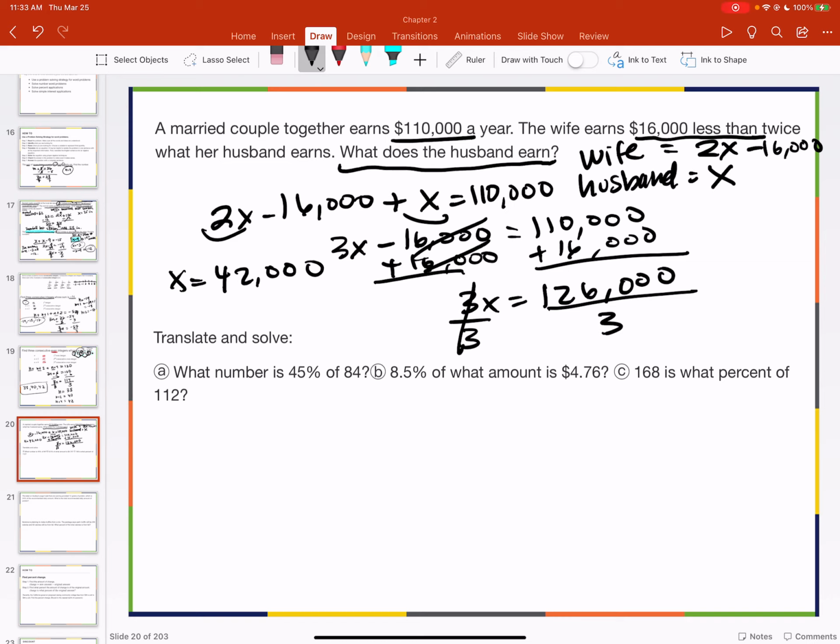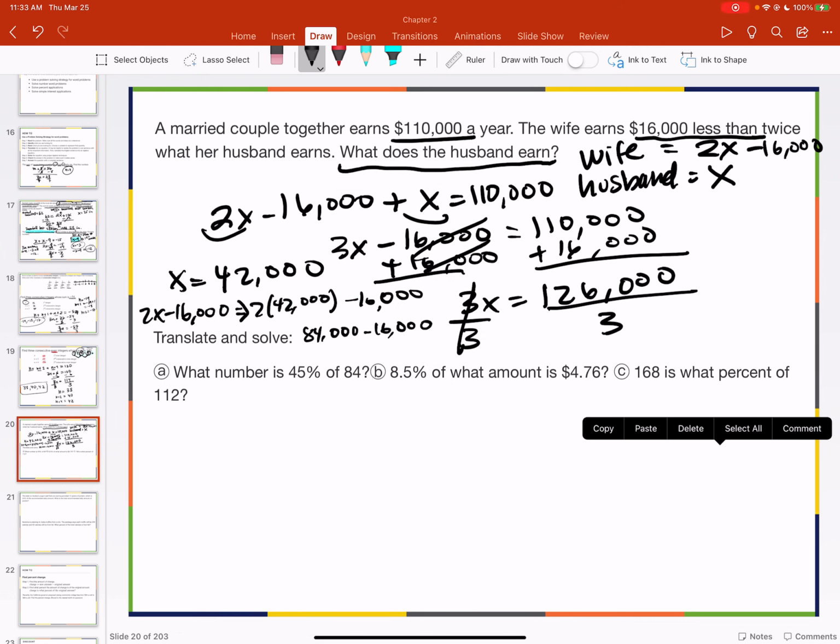And then you need to figure out what the wife earns, which is 2X minus 16,000. So 2X minus 16,000 means 2 times 42,000 minus 16,000. So that's going to be 84,000 minus 16,000. So that's going to be 68,000.